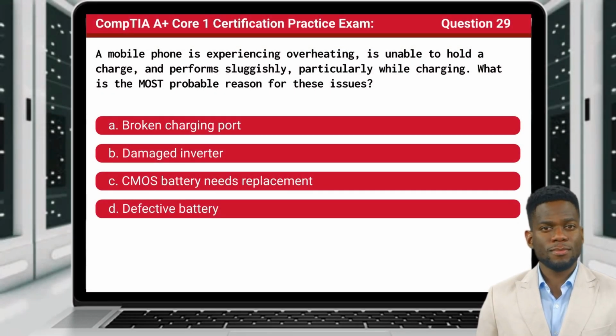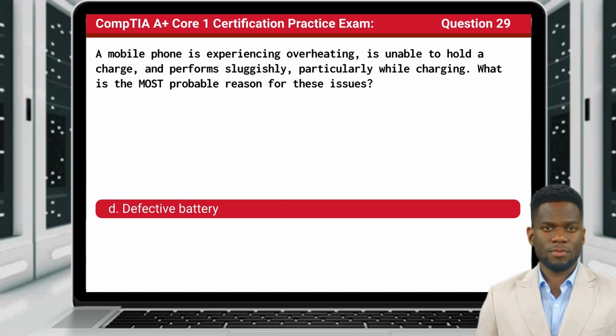Question 29. A mobile phone is experiencing overheating, is unable to hold a charge, and performs sluggishly, particularly while charging. What is the most probable reason for these issues? The answer is D. Defective battery.